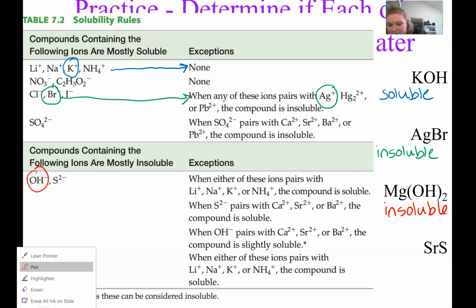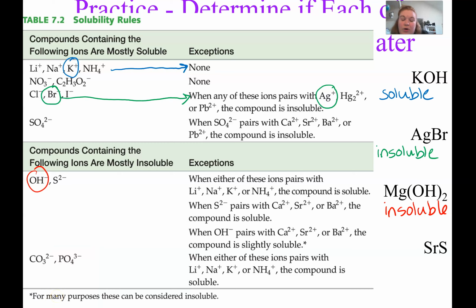And then last but not least, looking for a color I haven't used. How about orange? Strontium sulfide. So there's my sulfide, and again, we're going to check those exceptions. Sulfide's in the insoluble section. When either of these ions is paired with lithium, sodium, potassium, or ammonium, it's soluble. When sulfide is paired with calcium, strontium, or barium, the compound is soluble.